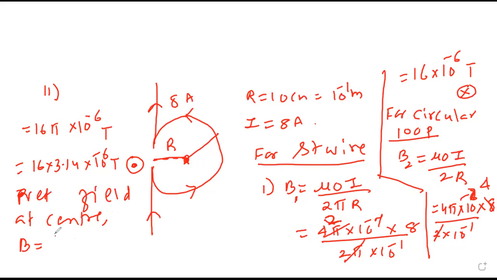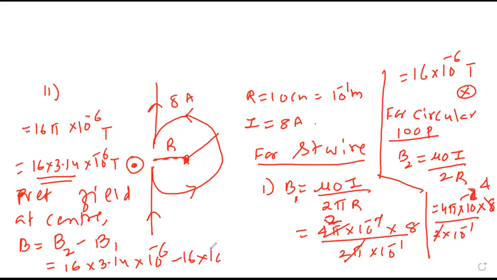Who is larger, B1 or B2? B2. So net is B2 minus B1. So 16 into 3.14 into 10 raised to minus 6, minus 16 into 10 raised to minus 6. Copy this one, then I will take common and simplify. Draw the diagram and solve. Any doubt, please ask.